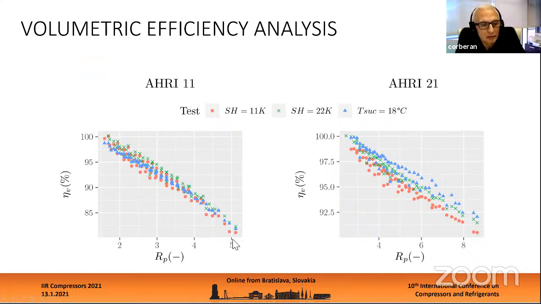You can see here that for these two tests, in which we have close to 200 test points, volumetric efficiency is a cloud of points. Of course, we can see the main trend with the pressure ratio, but we see a lot of scattering due, in this case, these different colors, to the different superheat conditions at the inlet of the compressor. These are constant superheat or constant suction temperature at the inlet. So you can see that the main trend is clearly a function of pressure ratio, but there are other things inside.